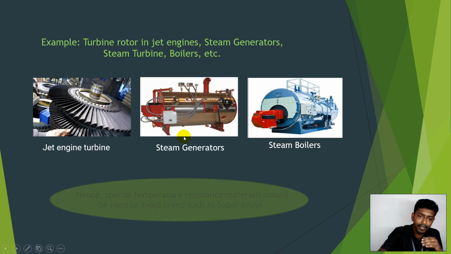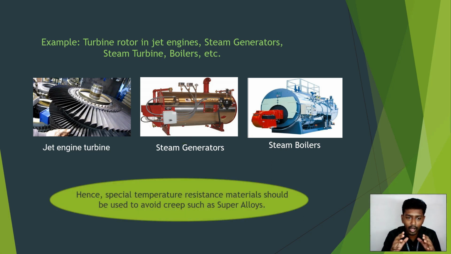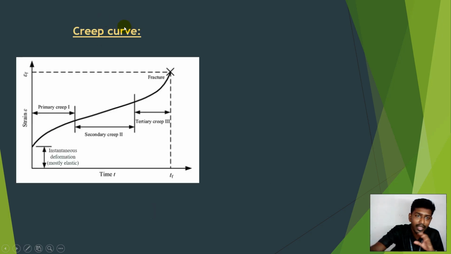While designing such objects or components, you have to keep one thing in mind. That means when we are designing, we have to choose special temperature resistant materials like super alloys in order to avoid creep. Now the creep curve. It shows the behavior of a creeping metal under constant loading condition, and it is drawn between strain and time. That means strain versus time.